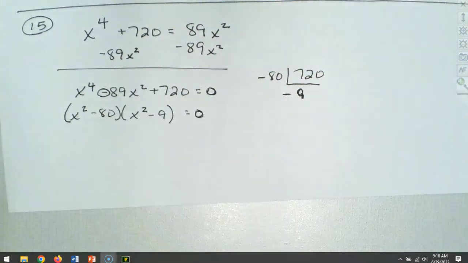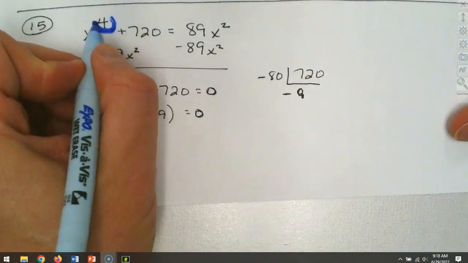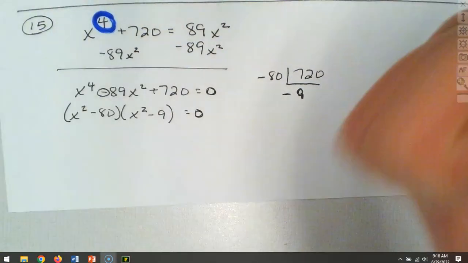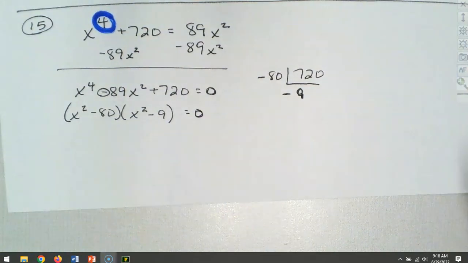And this is actually going to give me 4 solutions. And I get 4 solutions because the highest power is 4. And that tells me at most how many I'm going to have. So I can have up to 4 solutions. And I'm going to get 4 solutions because each one of these has 2 solutions apiece.